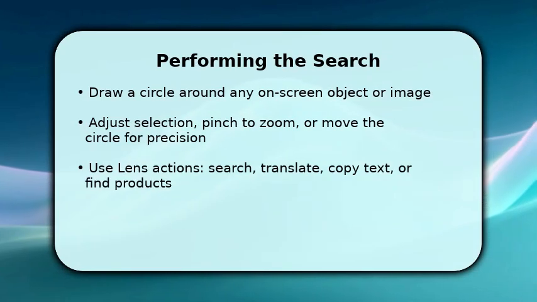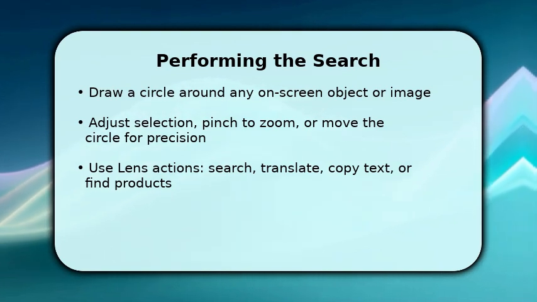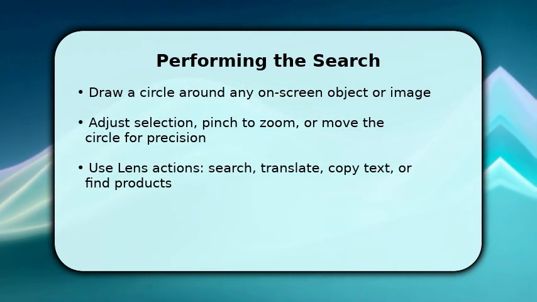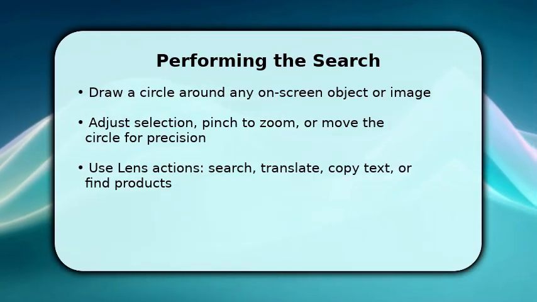With Circle to Search active, open any app or image and draw a circle around the item you want to search. Press and hold, then trace the shape. The Lens overlay will capture that region. You can pinch to zoom or drag the circle for finer framing.